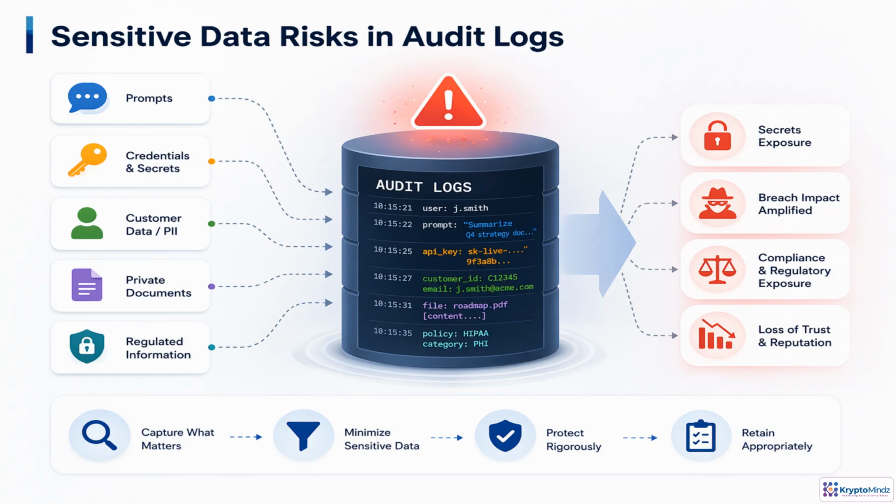Audit logs are powerful because they preserve what happened, but that same detail can turn them into a shadow database. Prompts, tool arguments, retrieved documents, tokens, customer identifiers, and regulated data can all leak into logs if logging is too broad. In agent systems, the risk grows because each tool call may carry sensitive context. The goal is not to log everything. It is to capture evidence that supports investigation, minimize sensitive fields, protect log storage rigorously, and retain records only as long as needed.